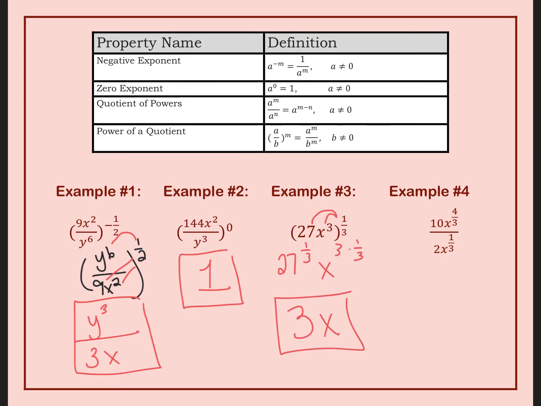Ooh, and the last one looks a little bit tricky. So we divide the whole numbers in front the way we've always divided. So 10 divided by 2 is 5. And then because I have x's, I am going to subtract the exponents. So when we divide, we subtract exponents. That ends up being 5x.